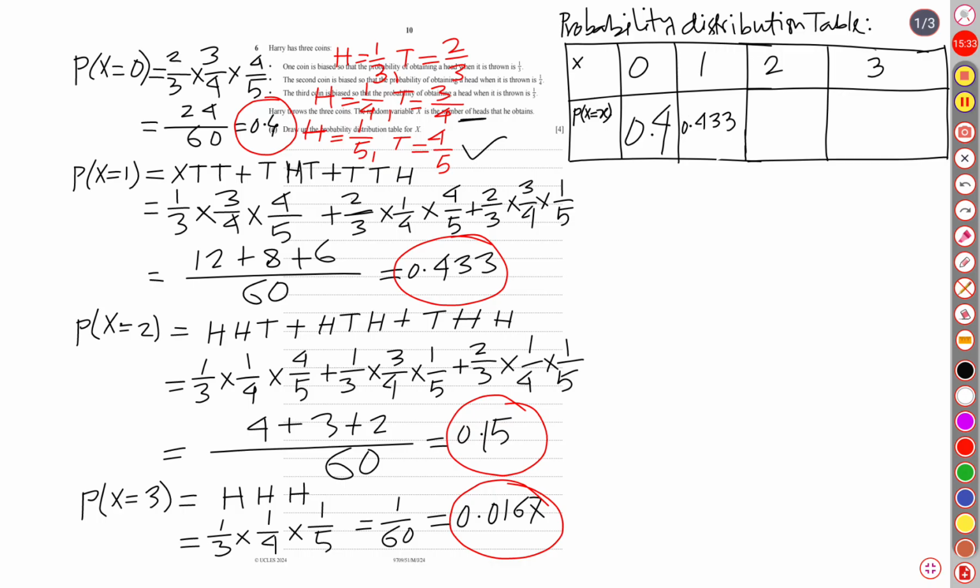So the probability of obtaining two heads is 0.15, and the probability of obtaining three heads is 0.0167. That is what our probability distribution table is: 0.4, 0.433, 0.15 and 0.0167. I think you have understood as far as I could have explained. Let's start solving the immediate next question.